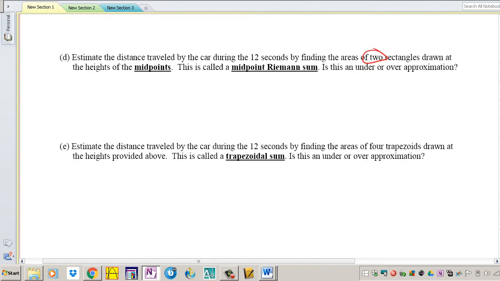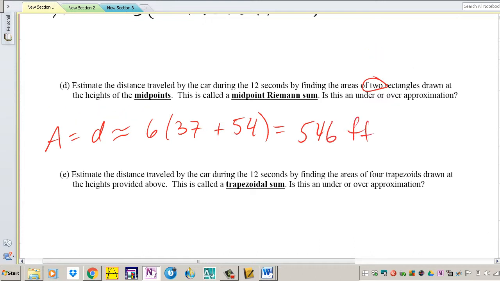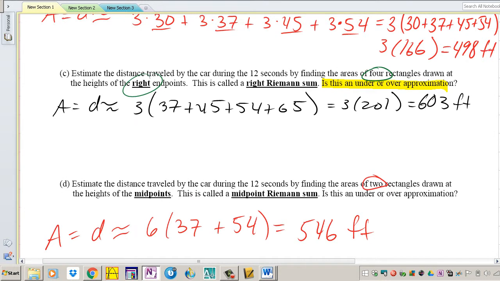So let's go back to our area is distance, which is 6 times 37 plus 54, and that is 546 feet. Let's compare this with the other two answers we got.